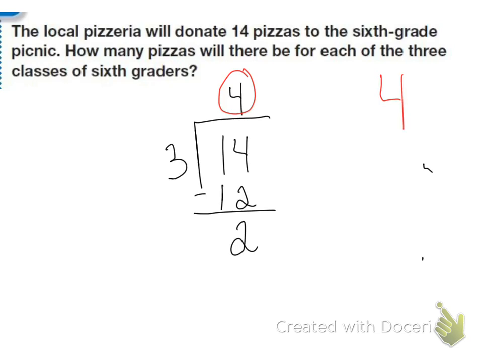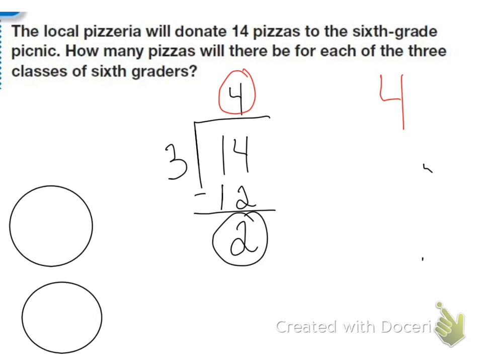Okay, so I'm going to do this over here. But now I have a remainder. My remainder is 2. So that means I have 2 pizzas left to divide. And I need to divide those pizzas for 3 classes. So I'm going to take both pizzas and divide them into 3 parts.